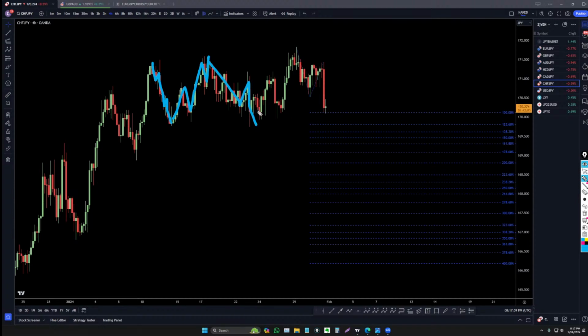B, C. 1, 2, 3, 4, 5. Not really very good there, but we get the idea.